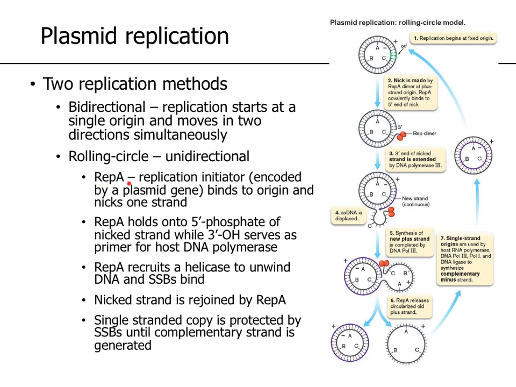So this rep-A is the replication initiator for this process. It binds to the origin and nicks only one strand. So you only get one strand of the plasmid. So that's now coming apart, and so you can start replicating this one strand here. Rep-A will hold on to the 5' phosphate of the nicked strand, while the 3' hydroxyl serves as the primer for the host DNA polymerase.